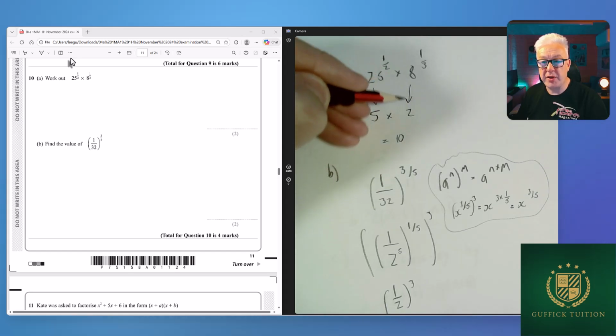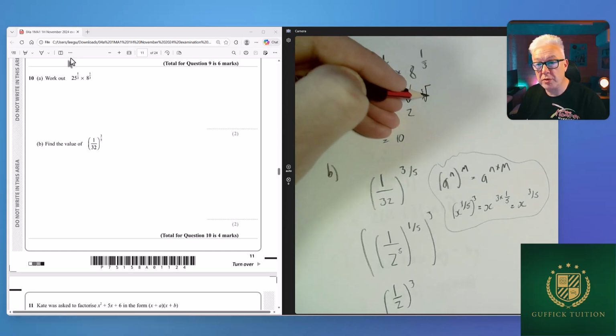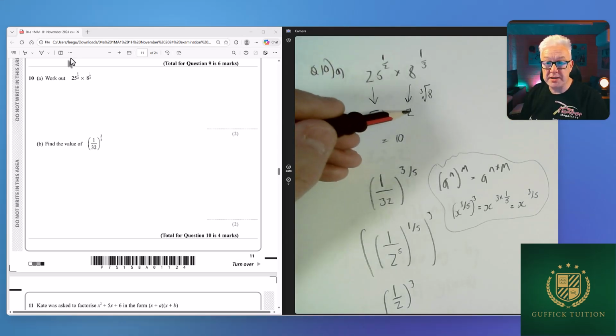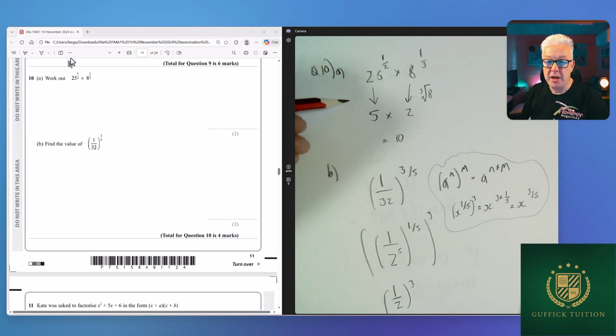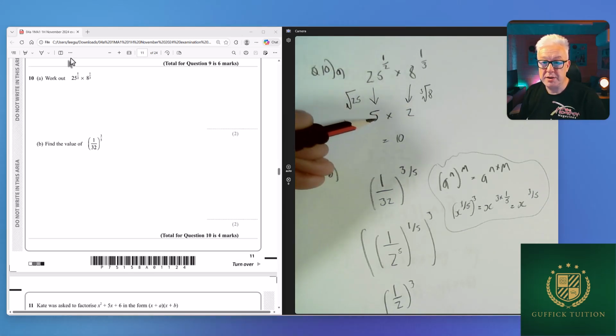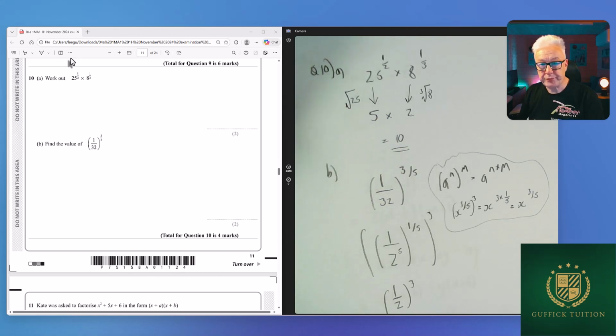Something to the power of a third means the cube root. So the cube root of 8 is 2, because you're saying to yourself, what number, when you times it by itself 3 times, gives you 8? And to the power of a half is another way of writing the square root. So 5 times 2 is 10.